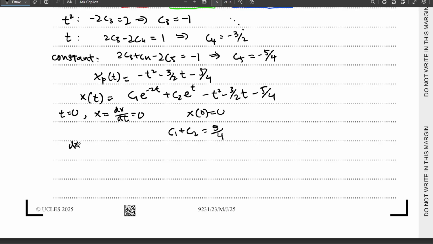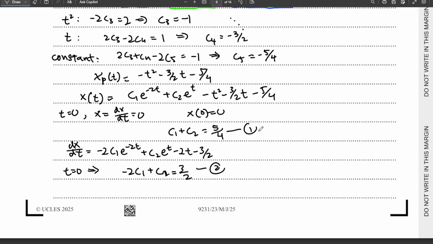So dx/dt, we have to differentiate. So differentiate it carefully. Okay, so this is dx/dt, and now we substitute the values of, sorry, not x equals 0, t equals 0, right? t equals 0. So all the exponential terms reduce to 1, and we're left with this. Okay, so this is the first equation and the second equation.